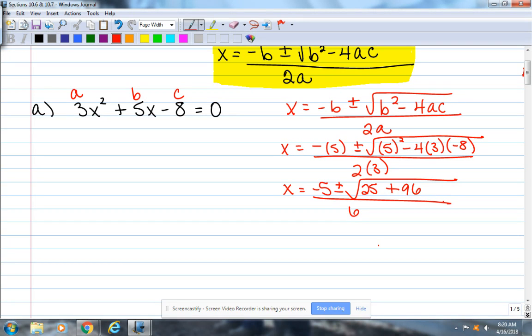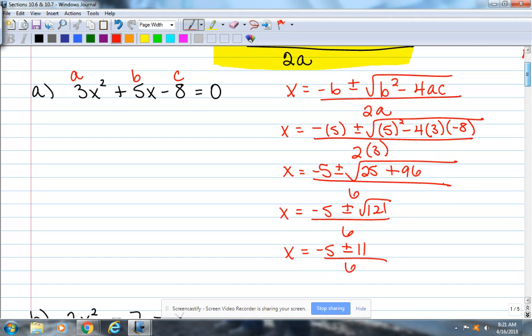6. Now we can simplify some more. Let's add those two terms in the radical. So what's 25 plus 96? 121. So x equals negative 5 plus and minus the square root of 121 divided by 6. And then the next thing we do is we take the square root of 121. And what is the square root of 121? 11. So this is x equals negative 5 plus and minus 11 divided by 6.